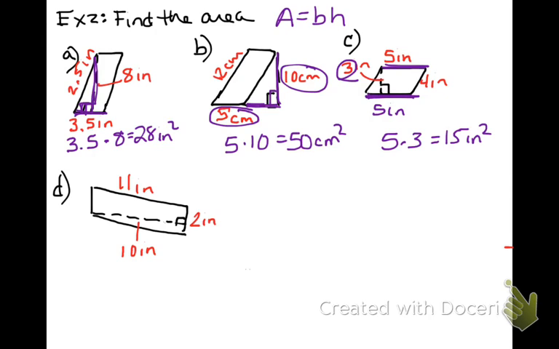D. Notice here this line is your 90 degrees to this. Sometimes it's going to be on an angle. So now your base will be 2 and your height will be 10. So it's going to be 2 times 10, which is 20 inches squared. Remember, notice on all of them they gave you extra numbers. That just means they're just trying to confuse you.